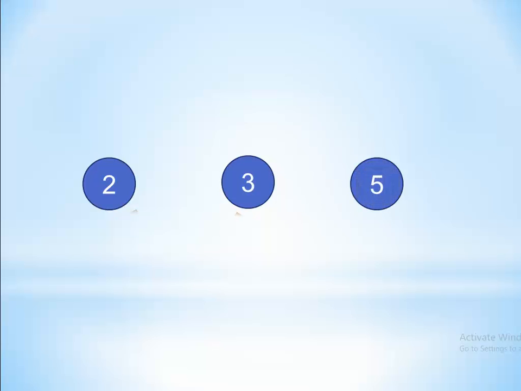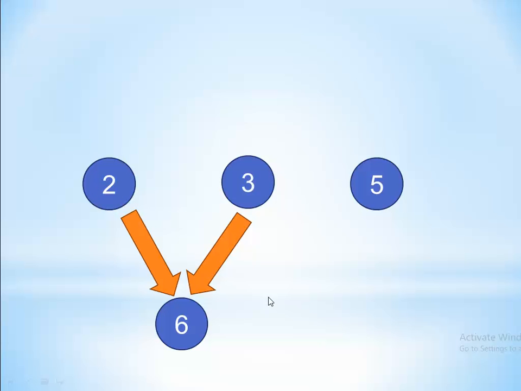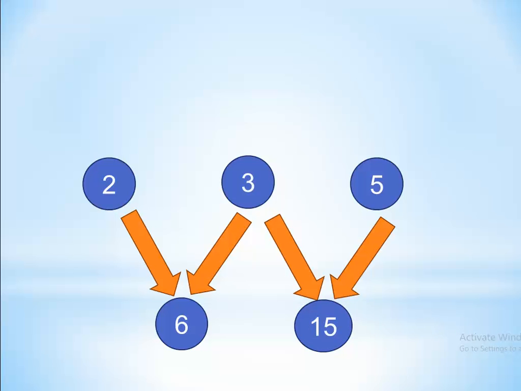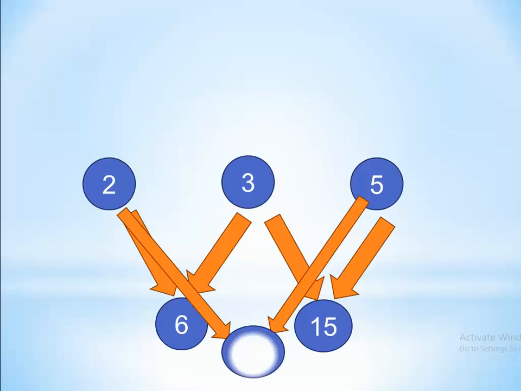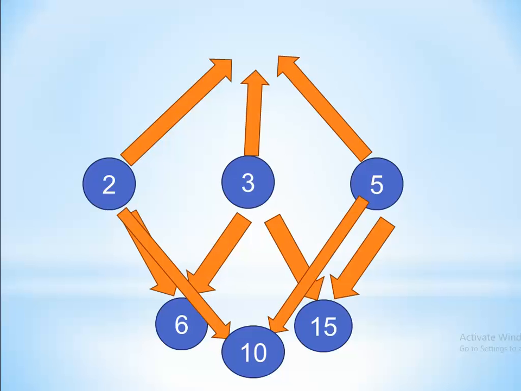Okay, let's see the trick. 2 and 3 and 5. If the number is divisible by 2 and 3, it will be divisible by 6. Why? Because 2 times 3 equals 6. Let's do the same with the other two numbers, 3 and 5. If the number is divisible by 3 and 5, it will be divisible by 15. If the number is divisible by 2 and 5, it will be divisible by 10. 2 and 3 and 5, let's multiply 2 by 3 by 5, it will be 30.